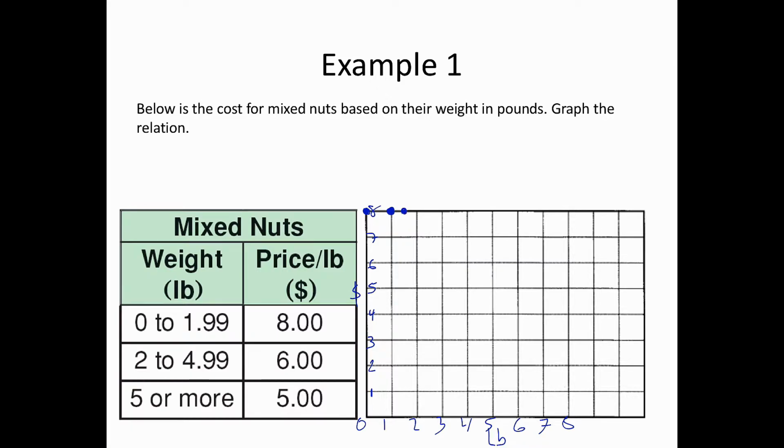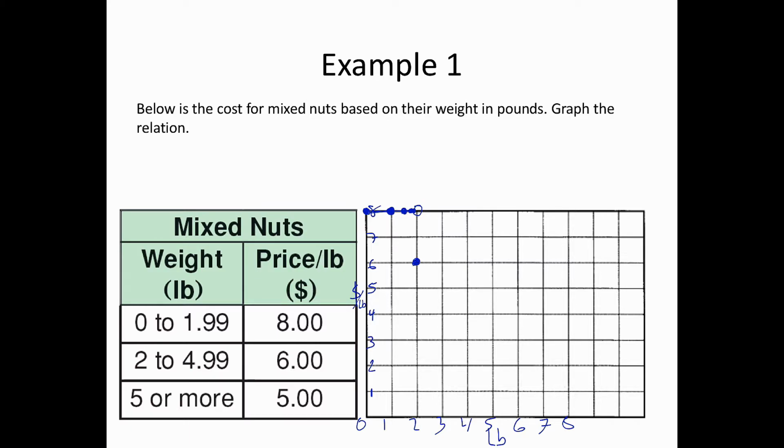Now maybe I should clarify this. This is dollars per pound. So we're not talking about how much in total it'll cost. We've got dollars per pound. And you'll notice it says 1.99, which means it's going to get really close to 2. Once we hit 2, we have to draw an open circle because once we hit exactly 2 pounds, it's going to now cost $6 per pound. So I'm going to put a dot there.